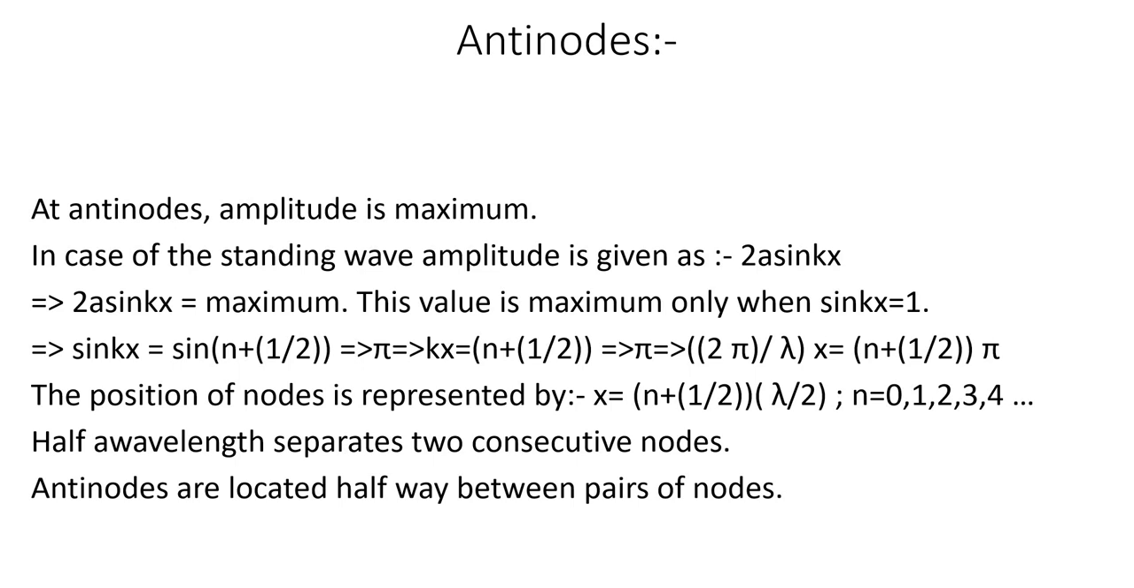No, sin kx equal to n plus half pi, and k can be written as 2 pi by lambda. So we will get the positions of antinodes as n plus half lambda by 2. Okay, is it clear? So here also we can see that half will be there, but lambda by 2 is the separation between two consecutive nodes. Similarly, lambda by 2 is the separation between two consecutive antinodes.